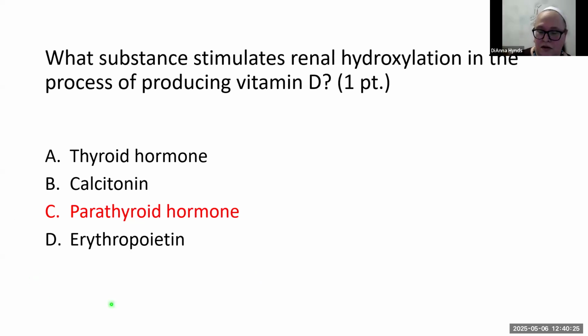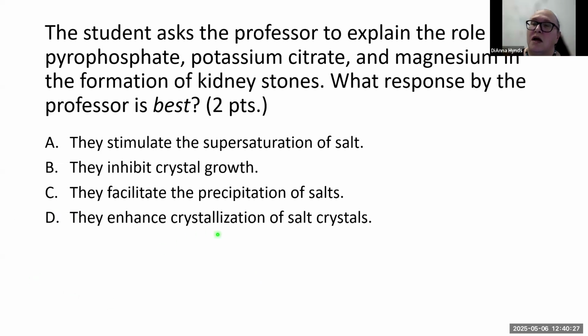Okay. Next question. A 2-point question. A student asked the professor to explain the role of pyrophosphate, potassium citrate, and magnesium in the formation of kidney stones. Which of the following responses by the professor is the best response? And so the 3 things here: pyrophosphate.